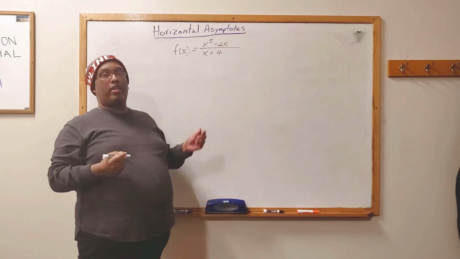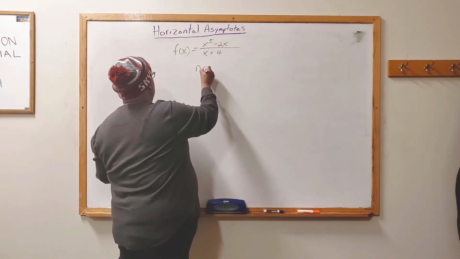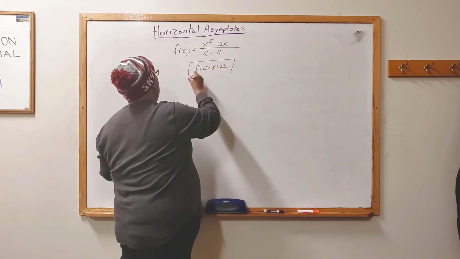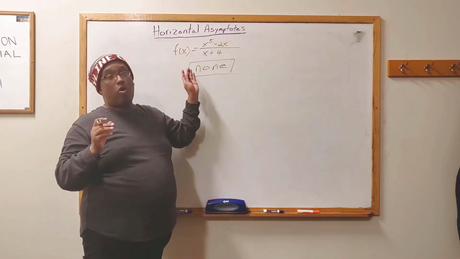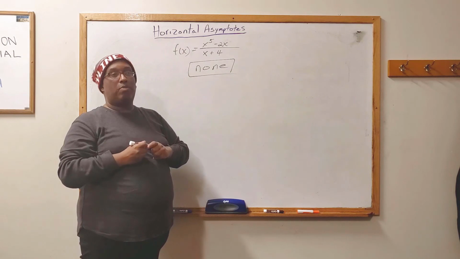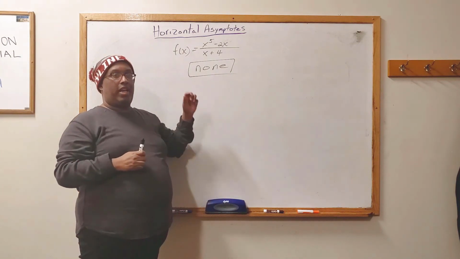All you have to do is write none. And box it. Don't get the word wrong. That's it. There is no horizontal asymptote. So this should be a freebie on the test.